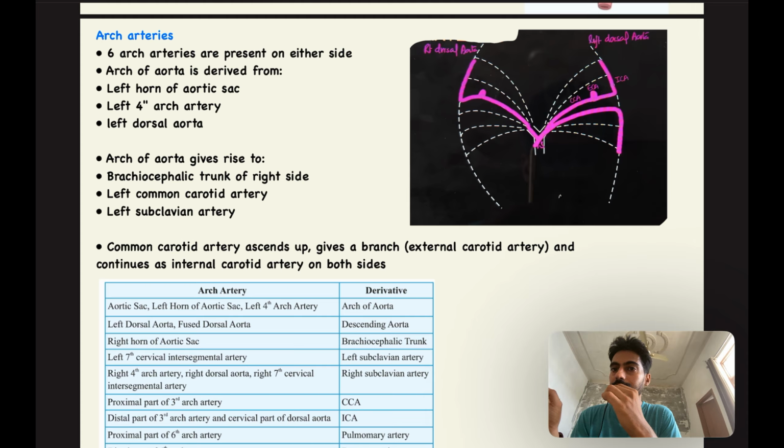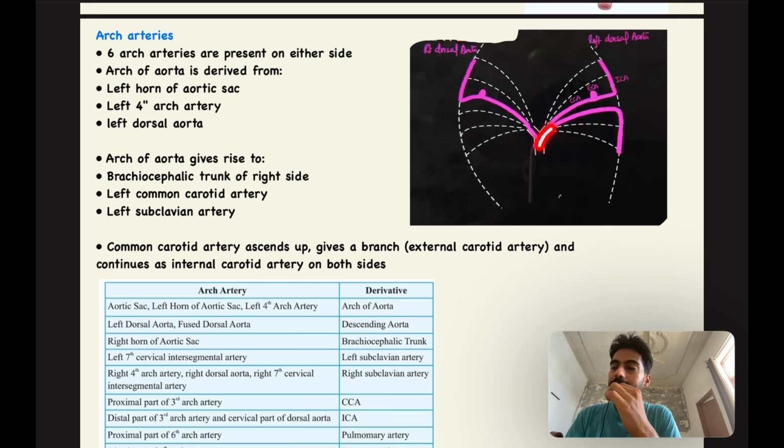Now the question arises, how is the arch of aorta derived or formed? This is our aortic sac. It has two parts, the left horn and the right horn. Here is the right horn, and this is the left horn. The arch of aorta arises from the left horn, then our left fourth arch artery arises, then it goes as the left dorsal aorta. So this whole artery is called the arch of aorta.